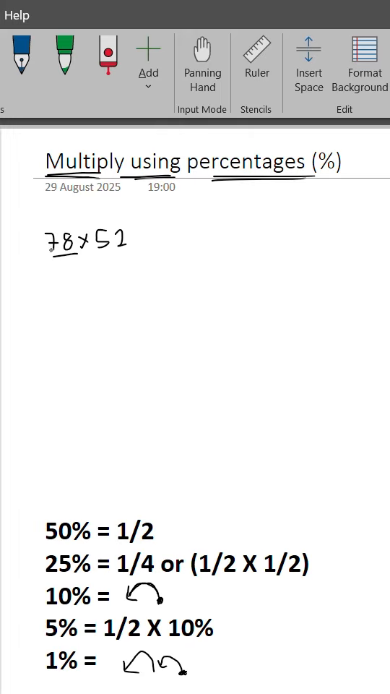a percentage. So for example, if you have to multiply 78 into 52, we'll either assume 52 to be a percentage and we'll calculate 52% of 78, or either we'll take 78 as a percentage and we'll calculate 78% of 52. Let's just calculate the 52% of 78.